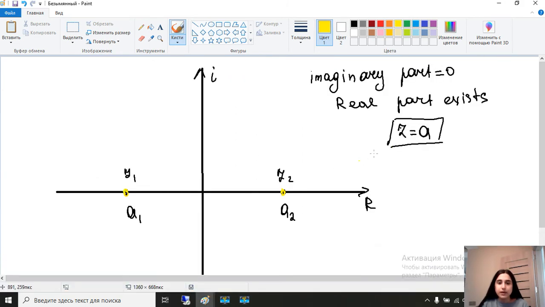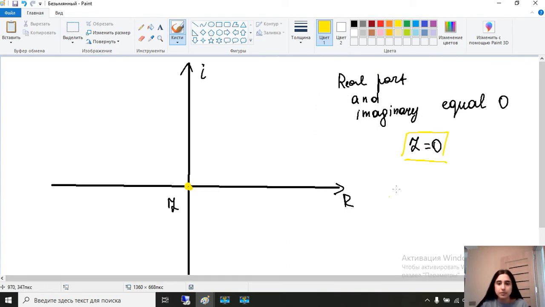If I have a completely real number, that means that the imaginary part equals 0, and moreover I have a point at the axis of the real numbers, so z equals a. And if I have the number 0, that means that the real and imaginary parts equal 0 and z equals 0, so the point is at the intersection of these two axes.